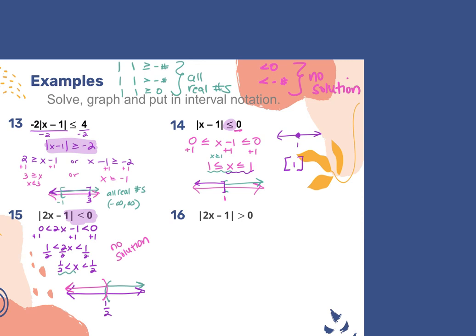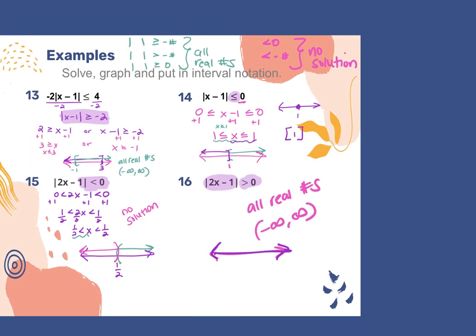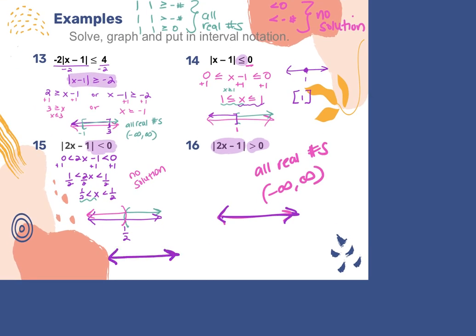Okay, now look at 16. What do we know about 16? What's true about every absolute value being greater than zero? All real numbers. Negative infinity to positive infinity. And my number line would be shaded in both directions. So a no solution is going to be an empty number line, whereas for all real numbers, the entire thing is shaded.